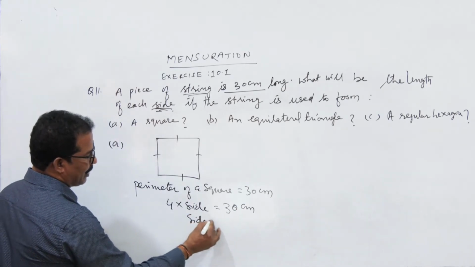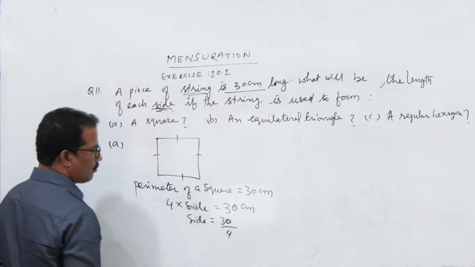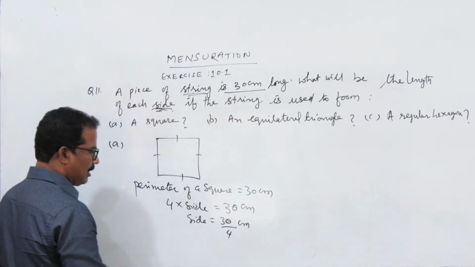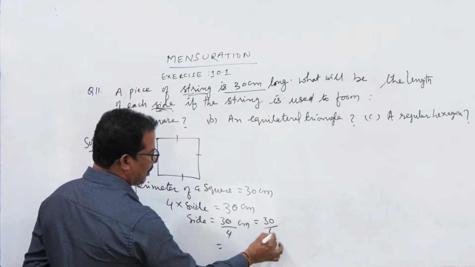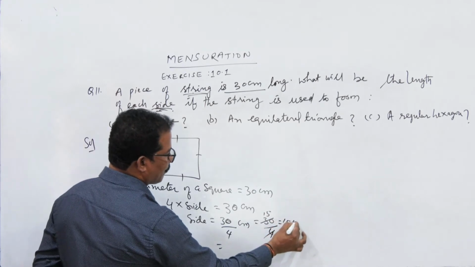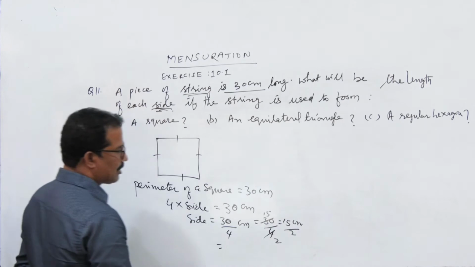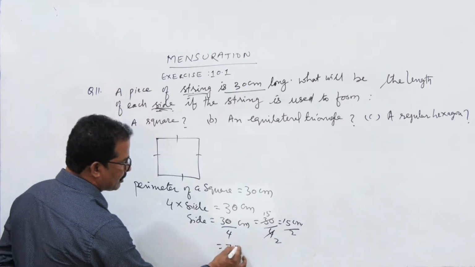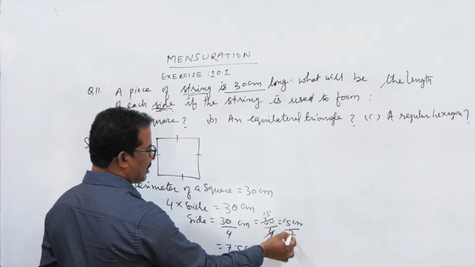So by this we can find the side easily. How is it? Because 30 centimeter upon 4. So this will be equal to, first we can simplify it. 30 by 4, 2 2s are 4, 2 15s are 30. We got here 15 centimeter by 2. If we divide 15 centimeter by 2, we will get how much? 7.5 centimeter.